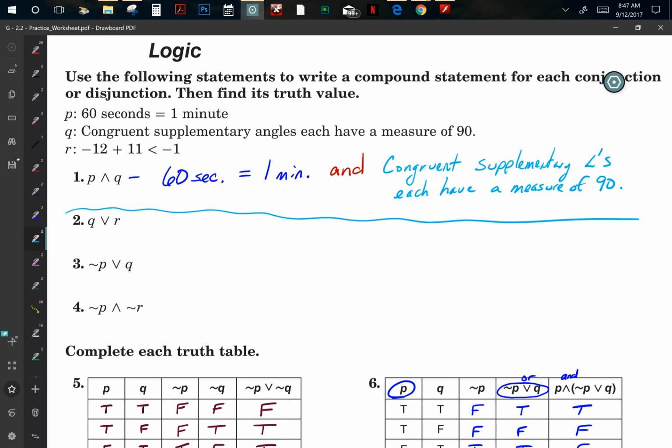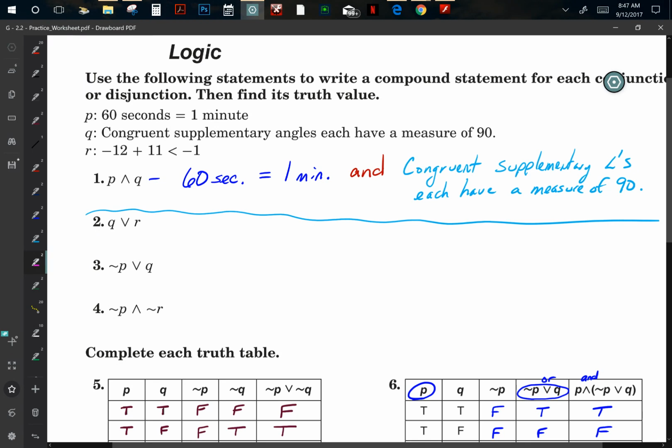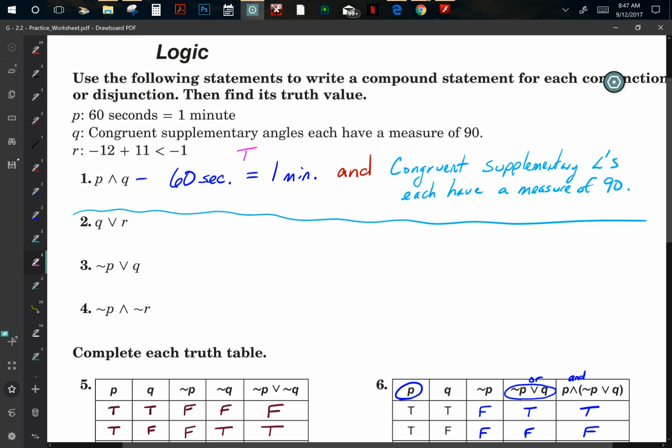Oh, I'm sorry. Then find its truth value. So we've got to find its truth value. We've got to find each part. 60 seconds equals 1 minute. Is that true? Congruent supplementary angles each have a measure of 90 degrees. Is that true?